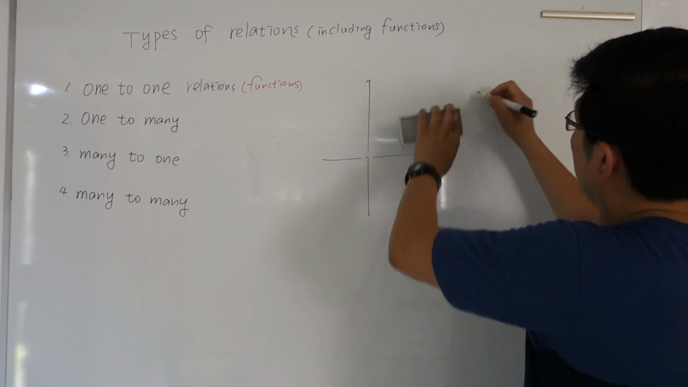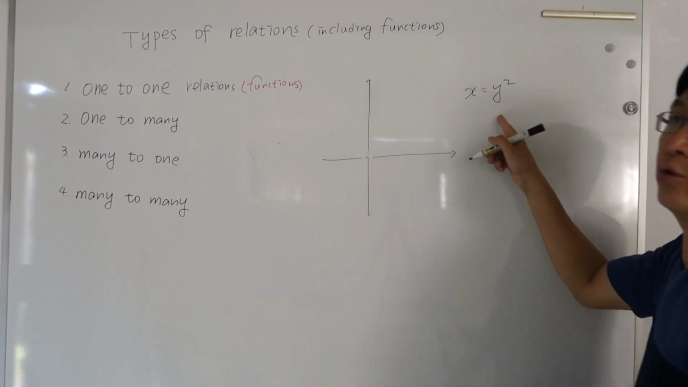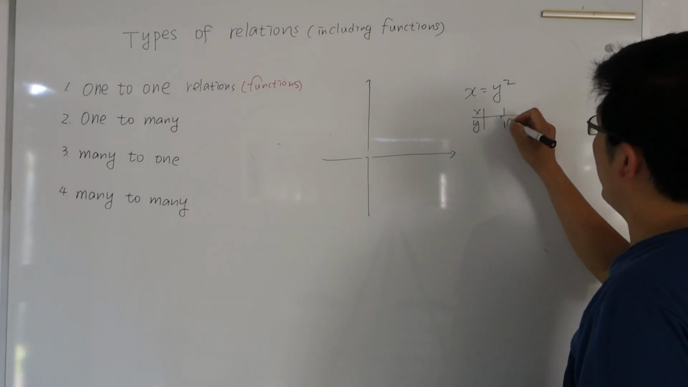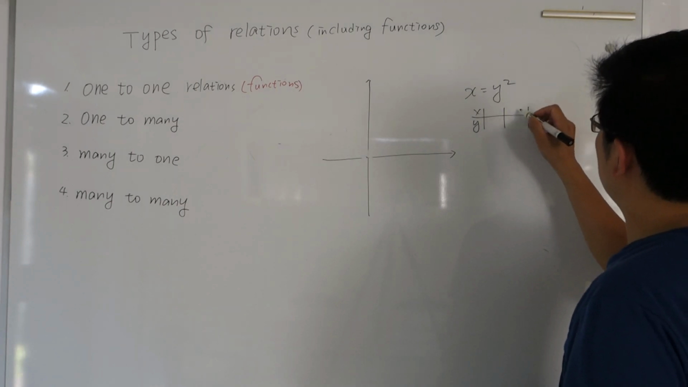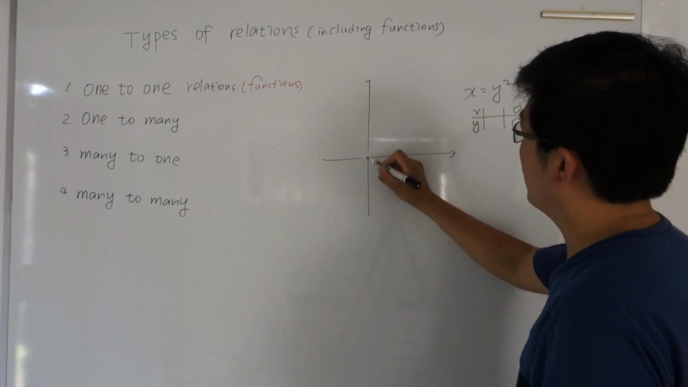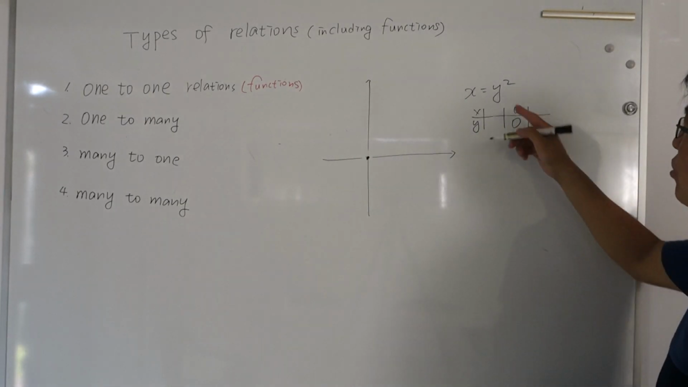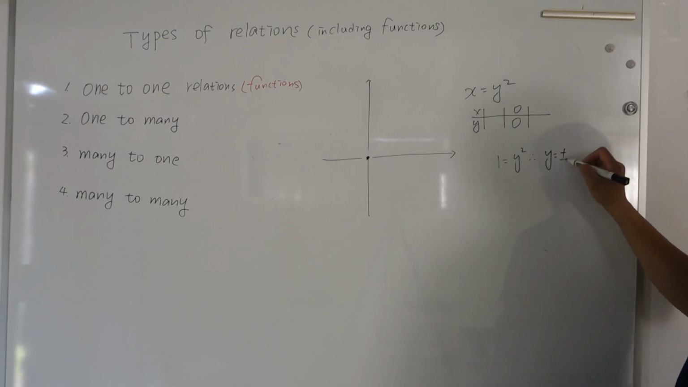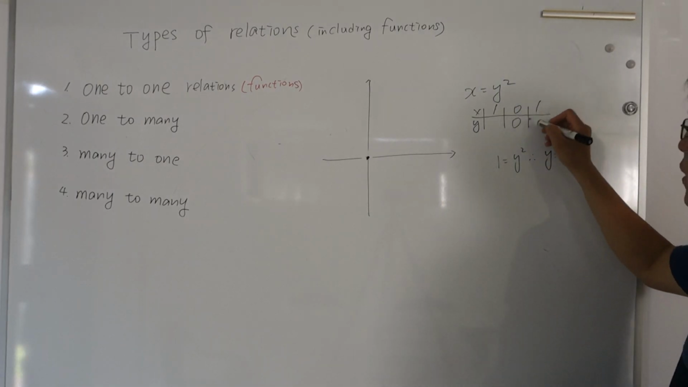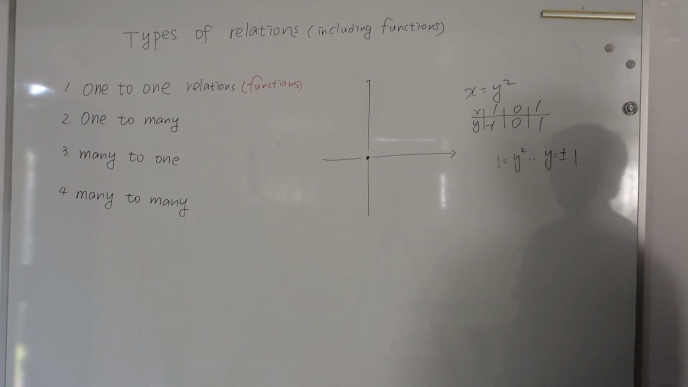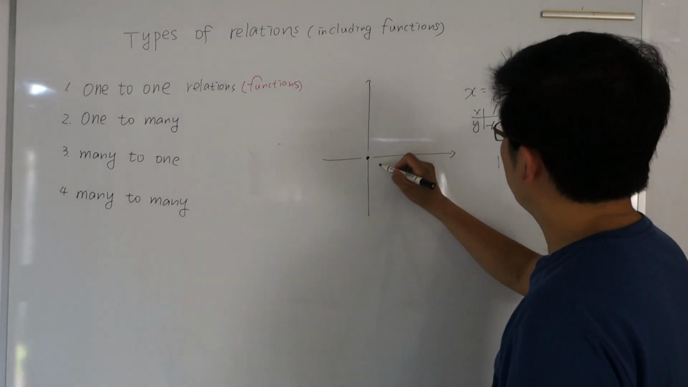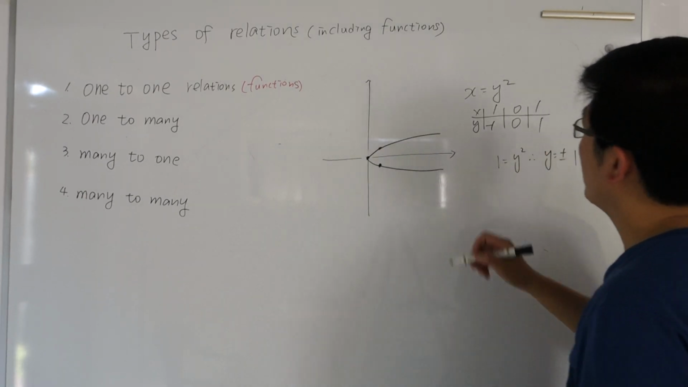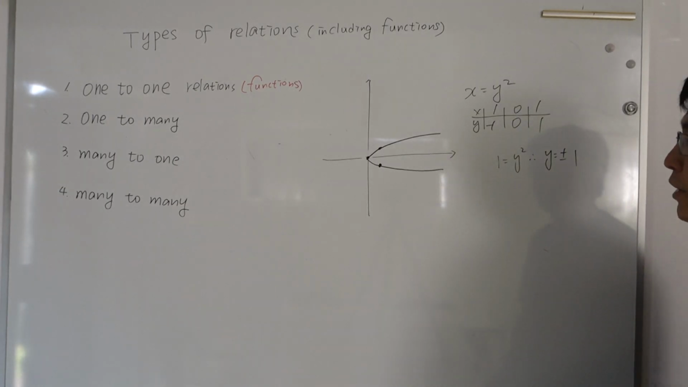If I say x equal to y squared, how do we draw this one? When x equal to 0, y equal to 0, so it's here. But when x equal to 1, what happened? 1 equal to y squared. Therefore, y equal to positive and negative 1. So we get (1, 1) and (1, negative 1). The graph is like this one. This one is called x equal to y squared.